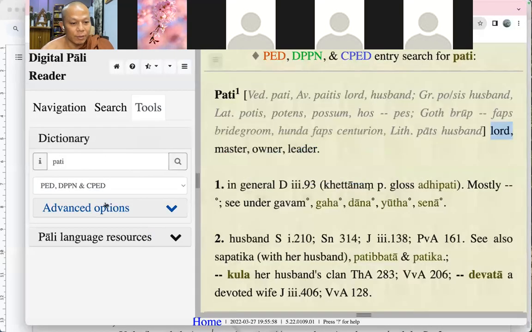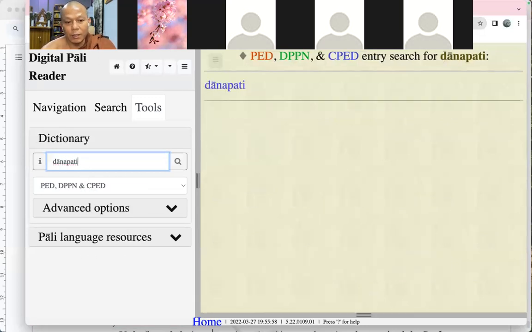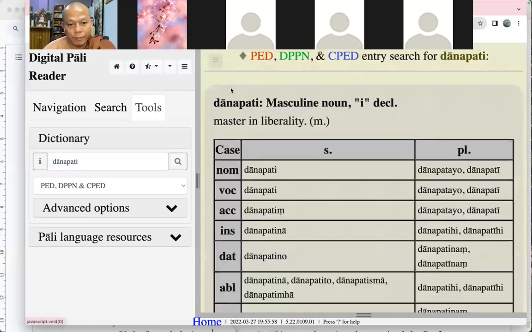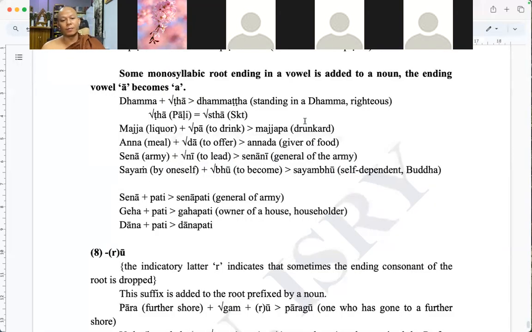That word Dana Bati we already learned actually, maybe in one lesson. Dana Bati actually means donor, master in liberality, master of the offer. That means one who offers all the time, so pious. In this way.